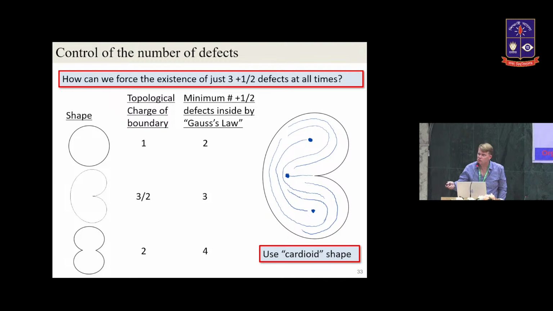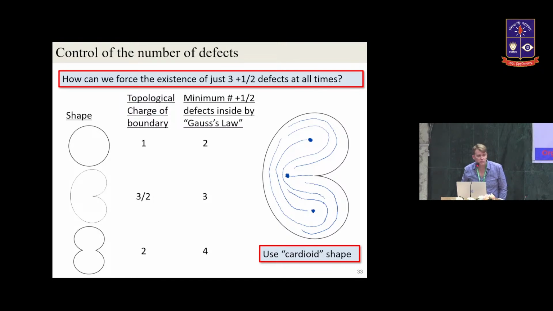Well, we already saw that a circle has a topological charge of +1, and there's a kind of Gauss's law that says whatever the topological charge of the boundary is, you have to have at least that many +1/2 defects inside. So for a boundary charge of 1, we need 2 +1/2 defects, because 2 times 1/2 is equal to 1. But we want 3. So what we can do is engineer the boundary so it has this cusp here. This cusp changes the topological charge of the boundary to be 3/2. That means we have to have at least 3 +1/2 defects inside. That's exactly the number we want. You could, of course, keep going. You could put 2 cusps, and that would give you 4 defects. But 3 is enough. So this is the pattern of defects that we want to see.